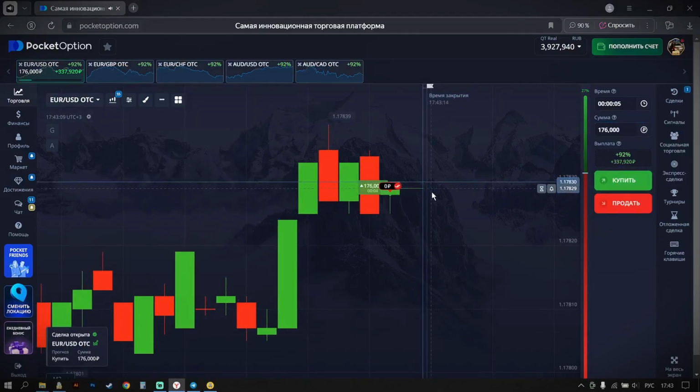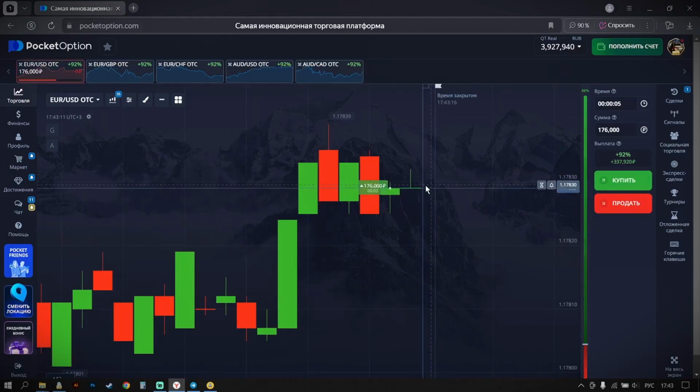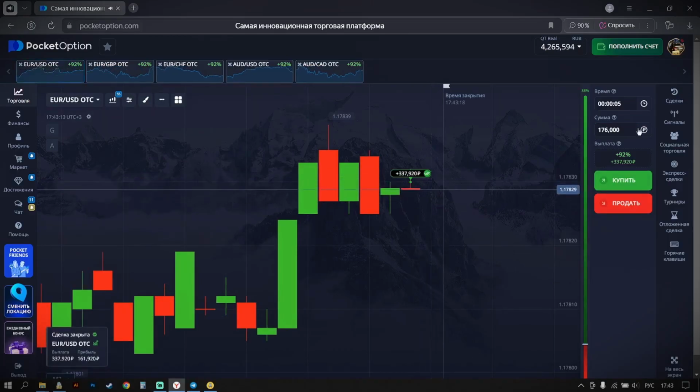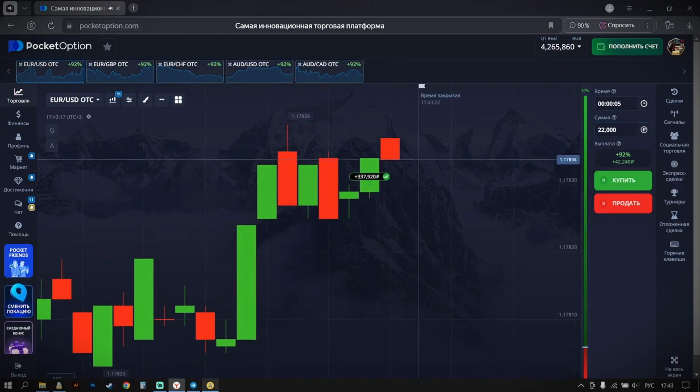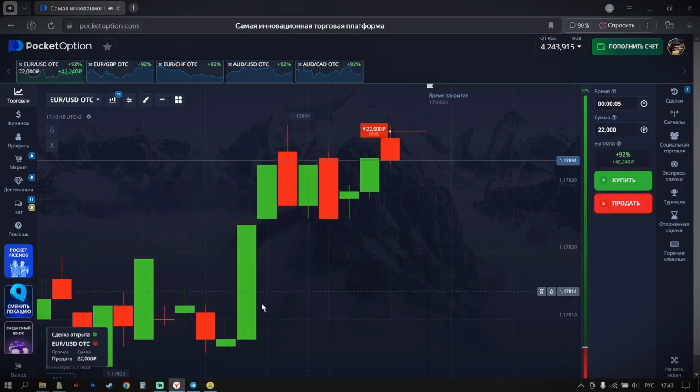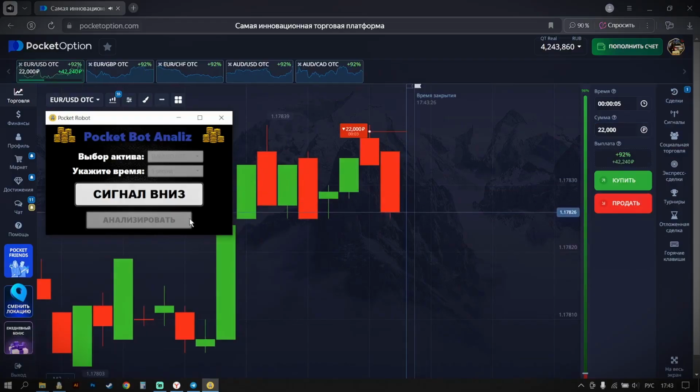The robot still suggests opening trades for an increase. Ideally, the chart should go up. Excellent. The amount is back to 22,000 rubles. Analyze for decrease. I opened the trade, waiting for the trade result. Well, I think it's a confident plus.